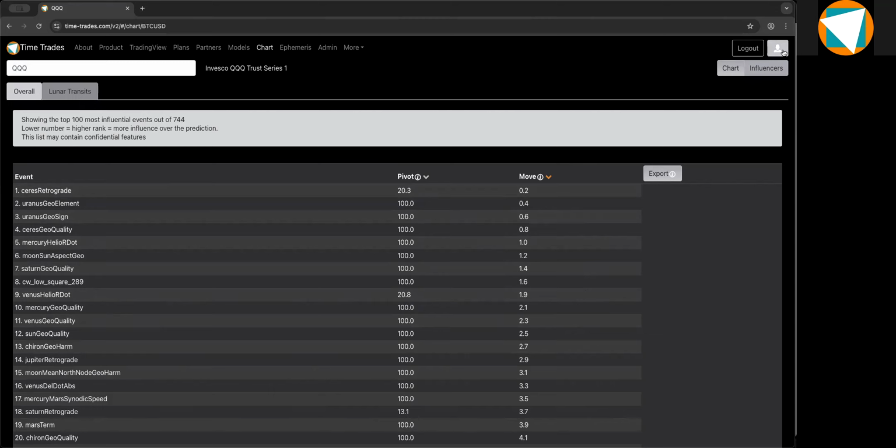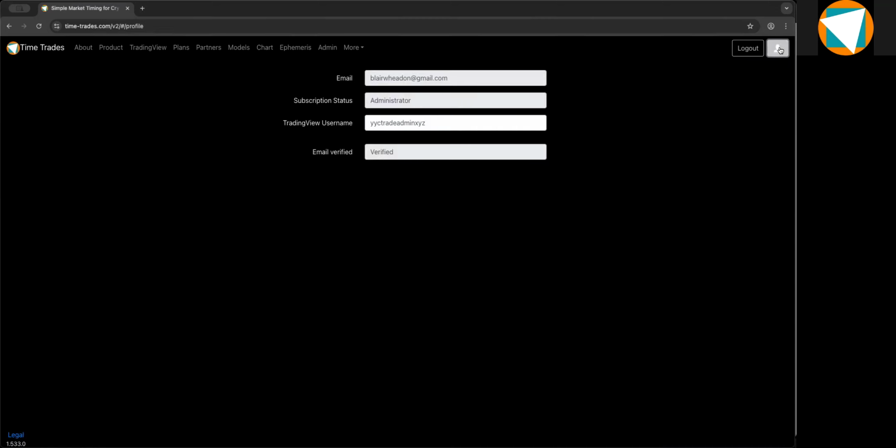Actually, before we go, I want to go over here to the user profile page. This is where you would set up your TradingView username. If you did not establish a TradingView username when you first signed up, then you can come over here and add your TradingView username, and then that will provision the scripts to your account.